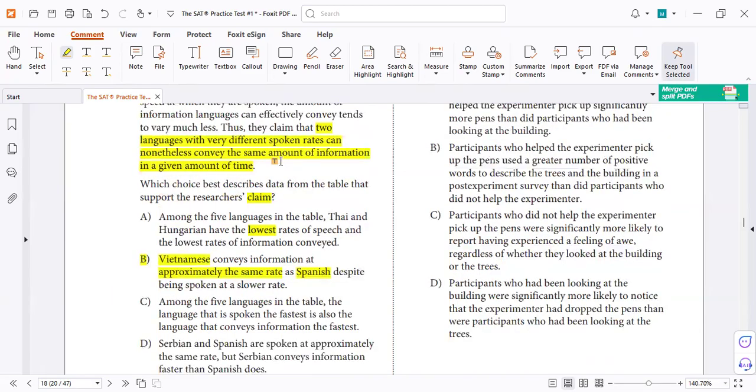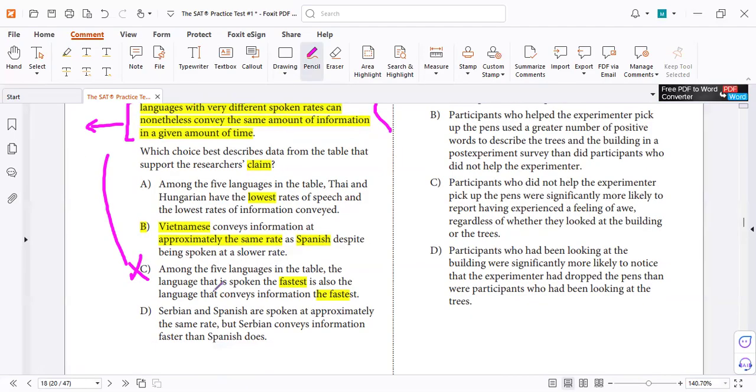So I also check the claim. Among the 5 languages in the table, the language that is spoken the fastest is also the language that can convey information the fastest. That's in the claim? Does the claim say that the faster you speak, the faster your information? They didn't mention that in the claim. So always focus on the claim before the table. This is opposite to the claim, or does not mention the claim at all.